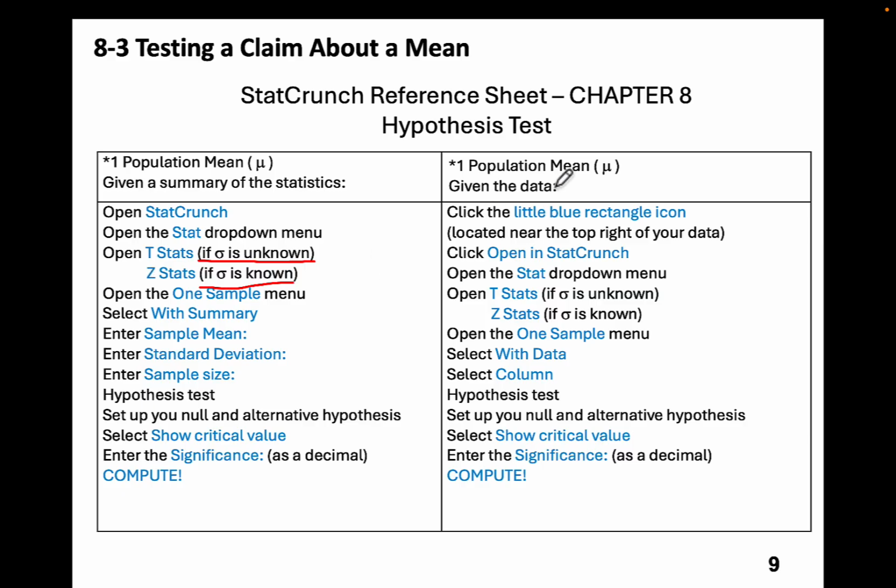Same thing here. This is just if we're given the data instead of the summary. If sigma is unknown, we'll use t. If sigma is known, we'll use z. So these are the same. The difference in these two cells is if you're given a summary of the stats versus if you're given the data. Okay, from there, the input screen will let us know what it needs, and we'll hit compute. Let's try one.